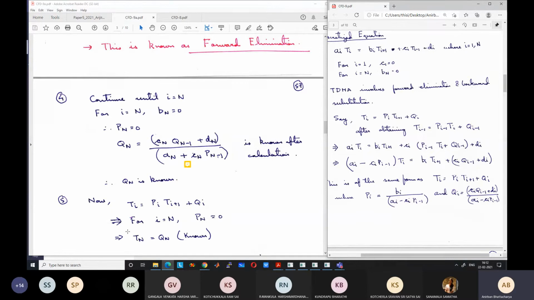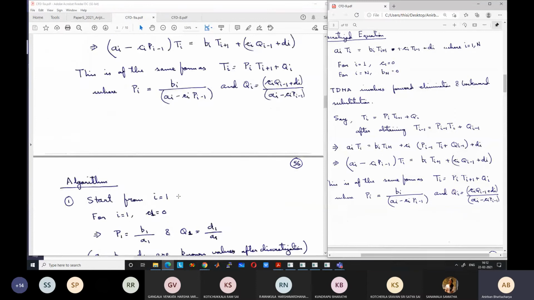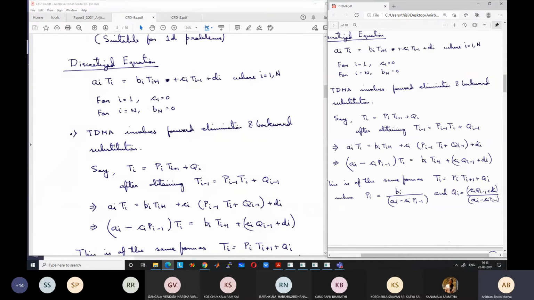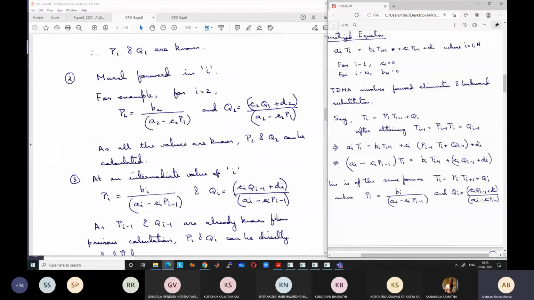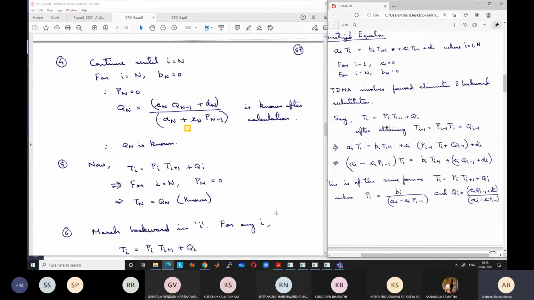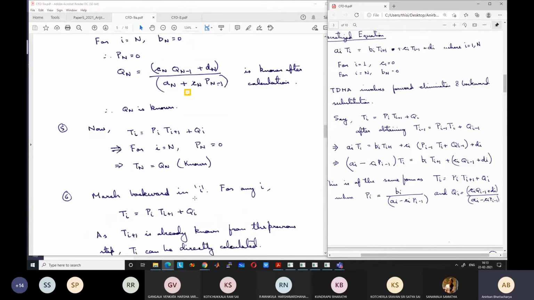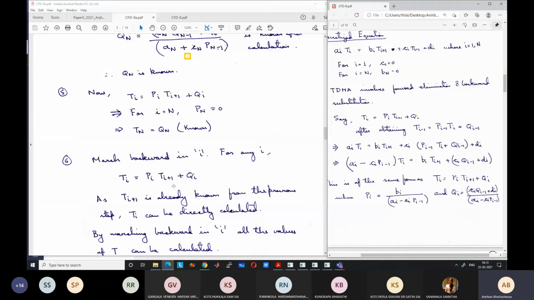Now we will go in a backward direction. Forward elimination, and what was the other step name? Backward substitution. Now we will do backward substitution. How to do this backward substitution? March backward in i. We have this equation, Ti is equal to Pi Ti plus 1 plus Qi. Now for i equal to n, we already know. So for i equal to n minus 1, what will be the equation? Tn minus 1 is equal to Pn minus 1 Tn plus Qn minus 1.